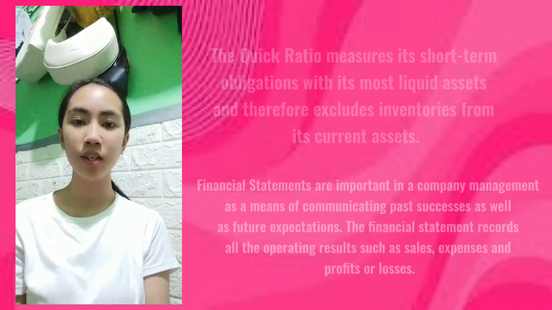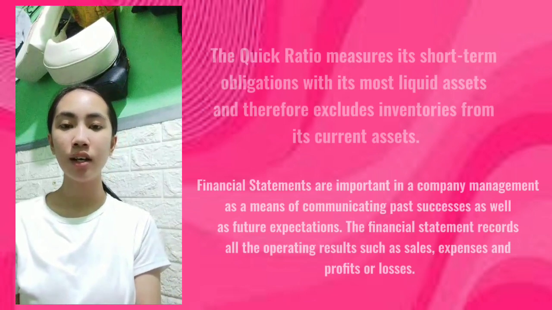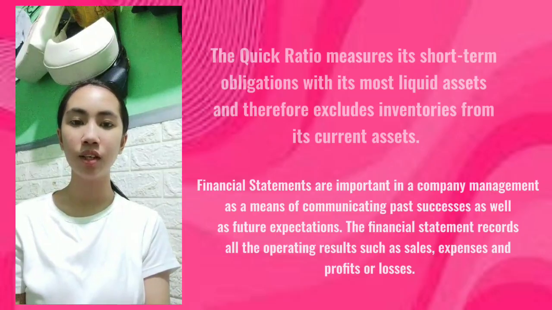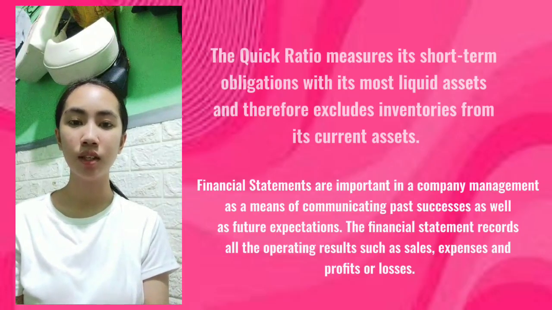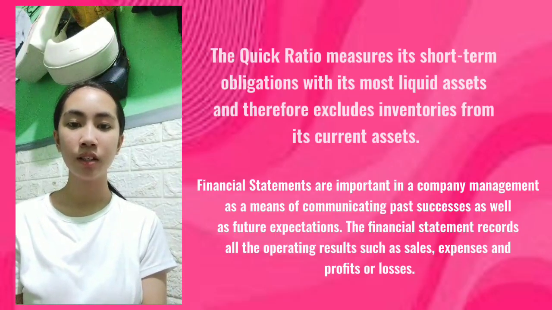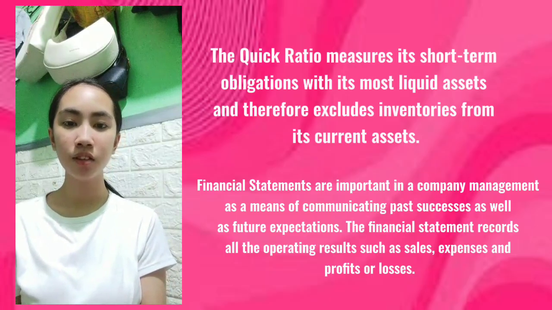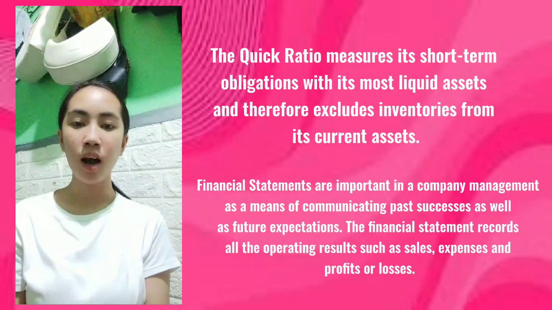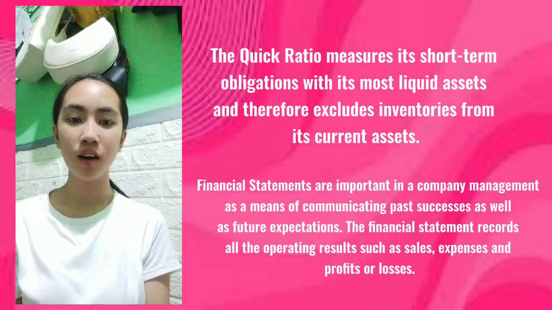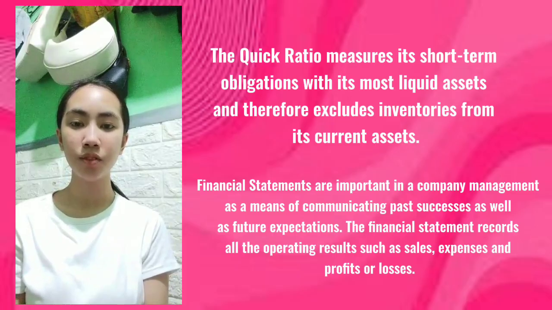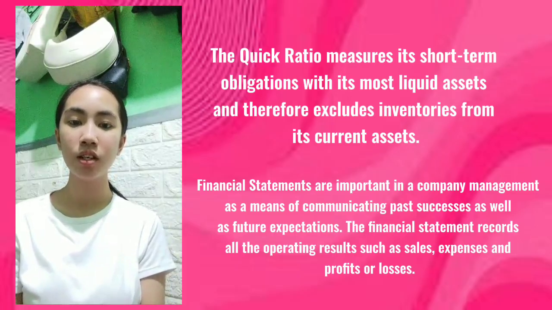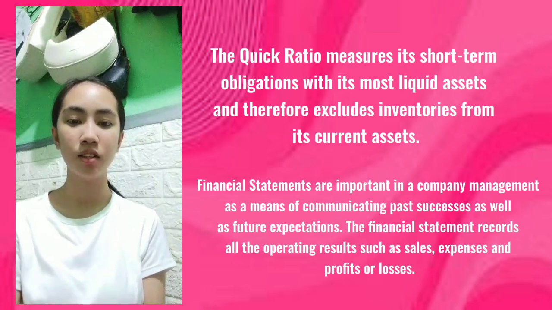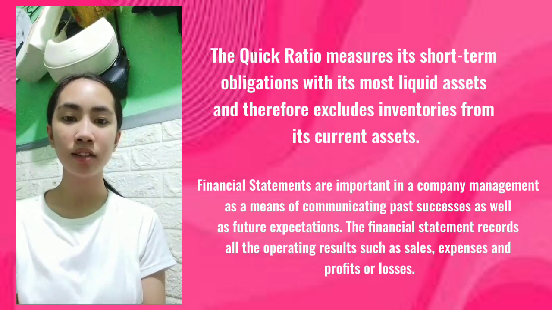Next is the quick ratio. Quick ratio is a financial measure used to determine how well a business can pay its short-term obligations using its most liquid assets, meaning cash, marketable securities, and accounts receivable. It excludes inventories because these are not easily or quickly turned into cash. A high quick ratio indicates that the company can meet its short-term debts without relying on selling inventory, showing strong financial stability.